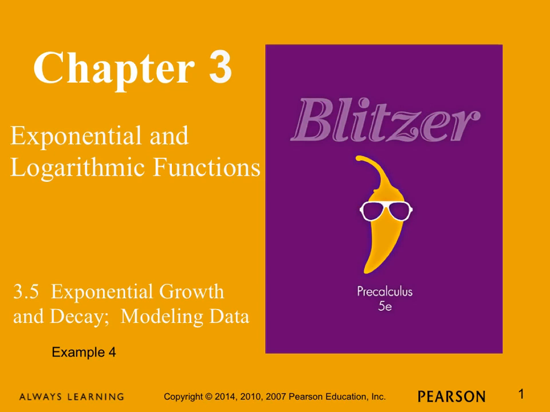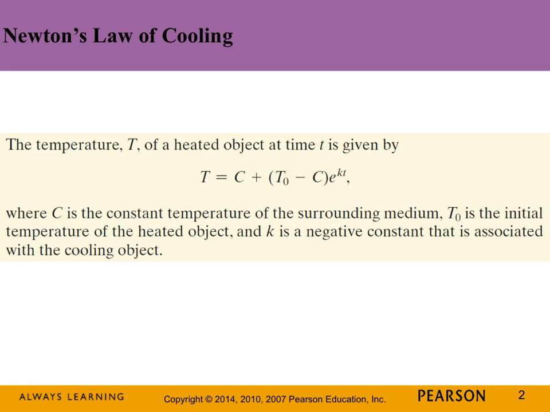Section 3.5, Example 4. In this example, we're going to be working with Newton's law of cooling. Newton's law of cooling states that the temperature T of a heated object at time lowercase t is given by T equals C plus the quantity T sub 0 minus C times e raised to the kt power.